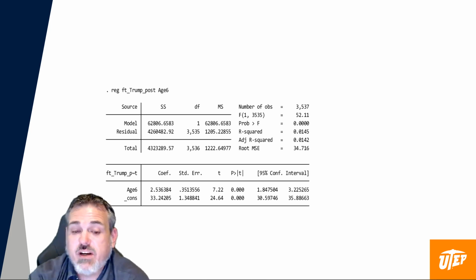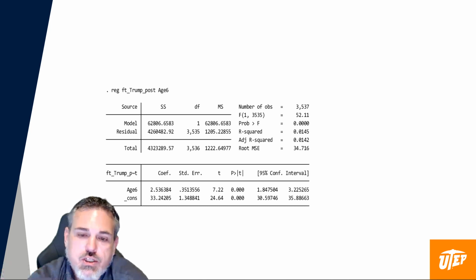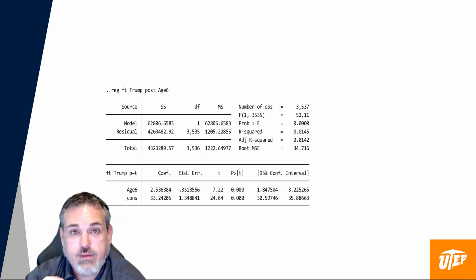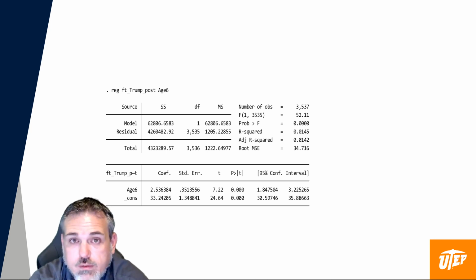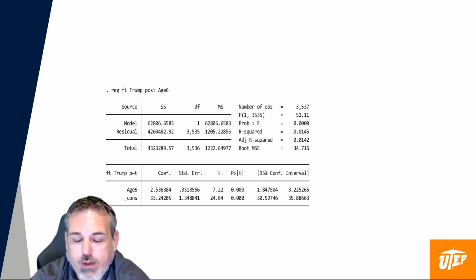So what does this variable actually tell us? Look at the coefficient, COEF. Age is 2.5. We'll just put it there, 2.5. So what that means is every step you go up that ordinal variable, the support for Donald Trump increases by 2.5 points.